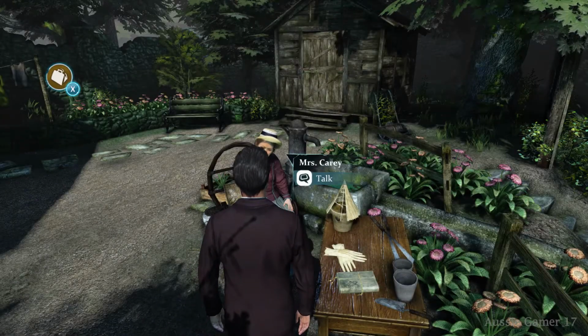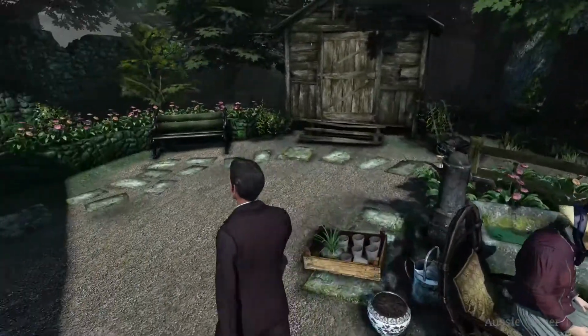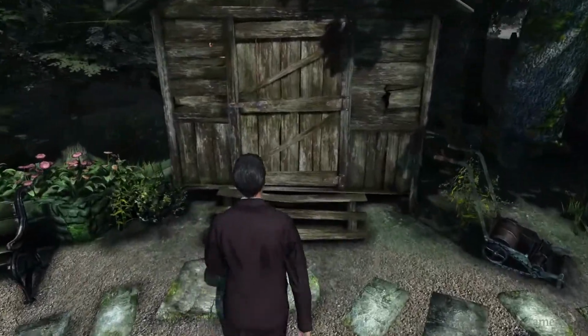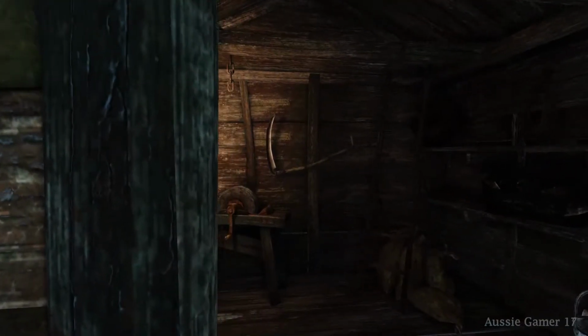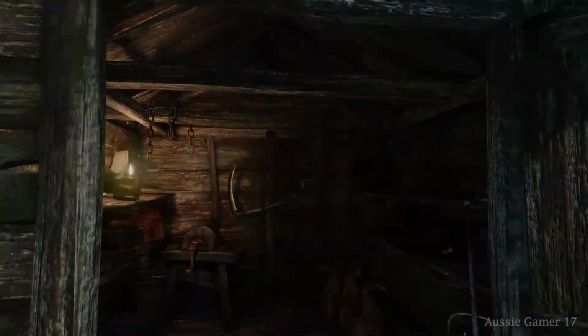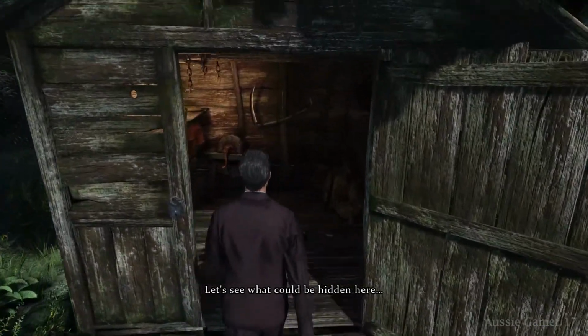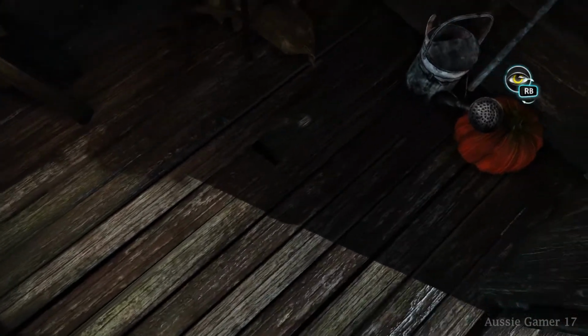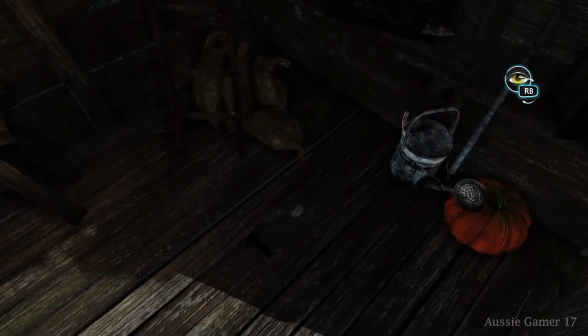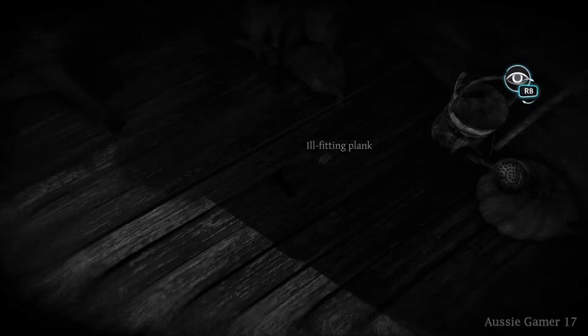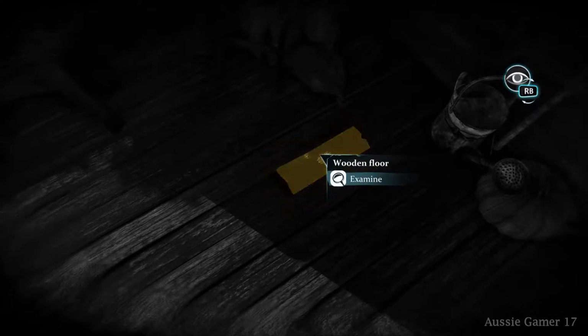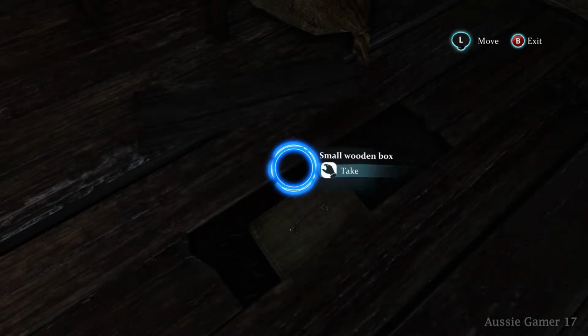Thank you, madam. Alright, so it's in this shed behind her, and we've got the key now. So let's go open this door. And inside we go. Let's see what could be hidden here. If we look down on the floor, it's giving us the prompt, it's definitely hold your hand this game. Hold RB to investigate the floor. You can see a loose plank, and we're going to examine that. Lift it up, and there's a box beneath that, so grab that.